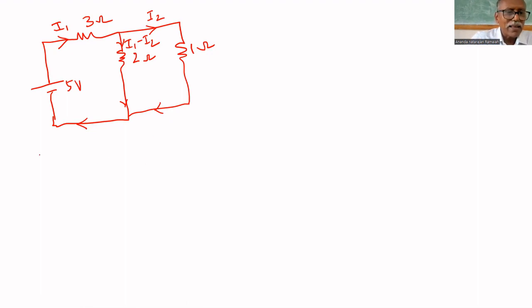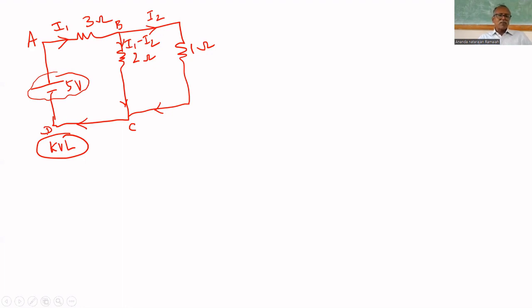Now, I want to apply KVL, Kirchhoff's voltage law, to find current through 1 ohm, because the question is, find current through 1 ohm. Kirchhoff's voltage law says what? Algebraic sum of potential drop and EMF equal to 0. This is EMF. 5 volt is EMF. I am going to travel like this: A, B, C, D.